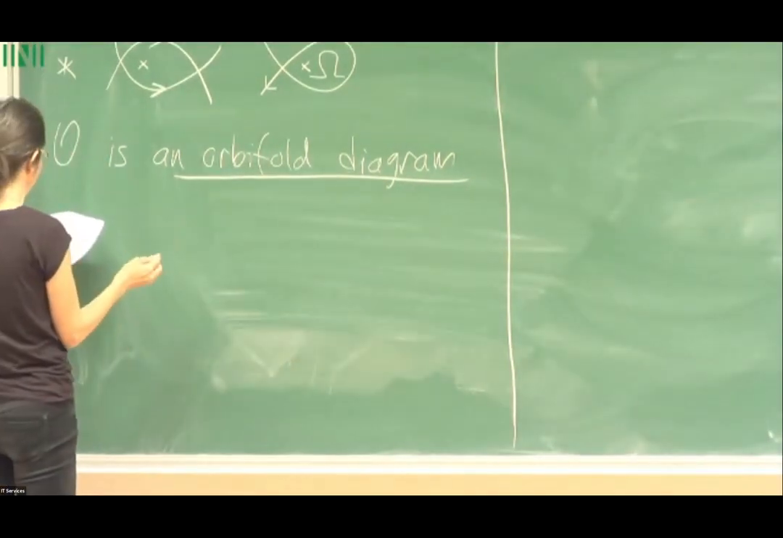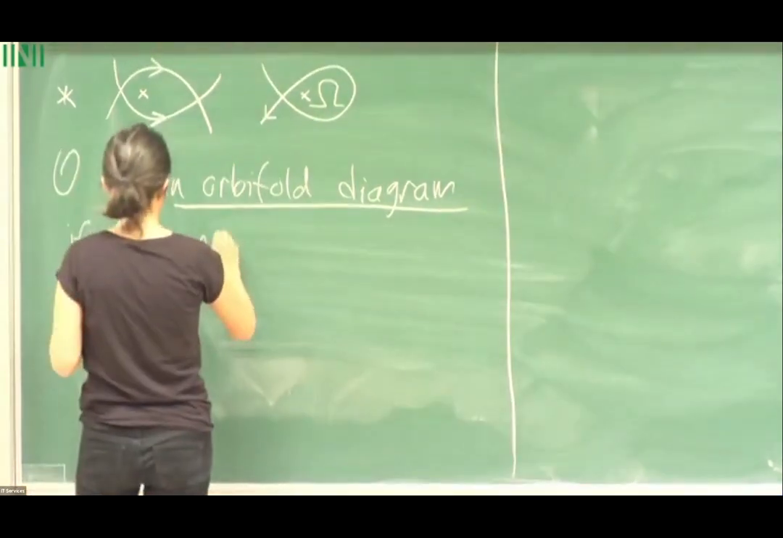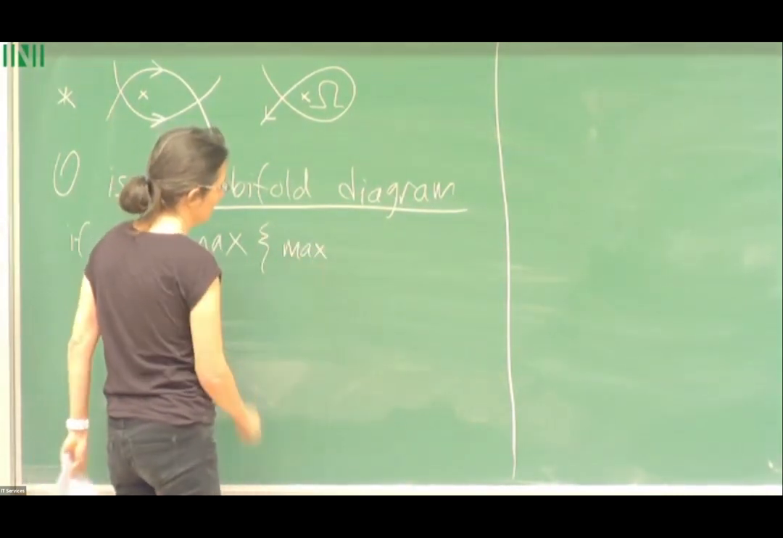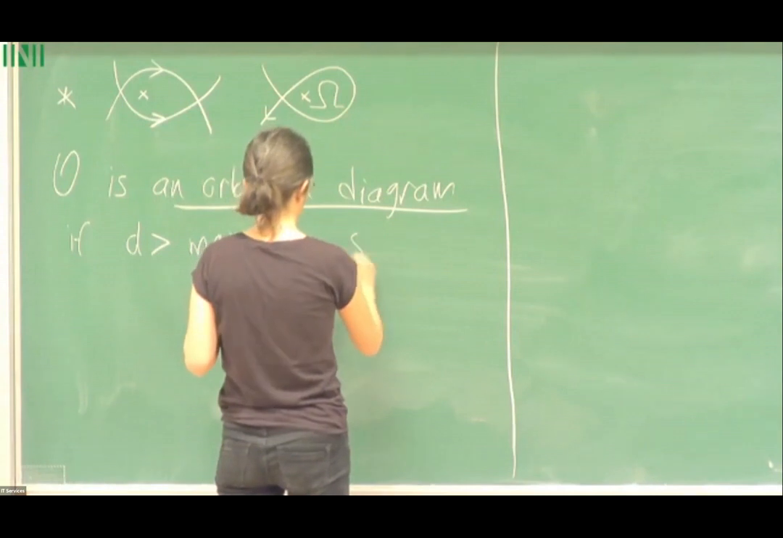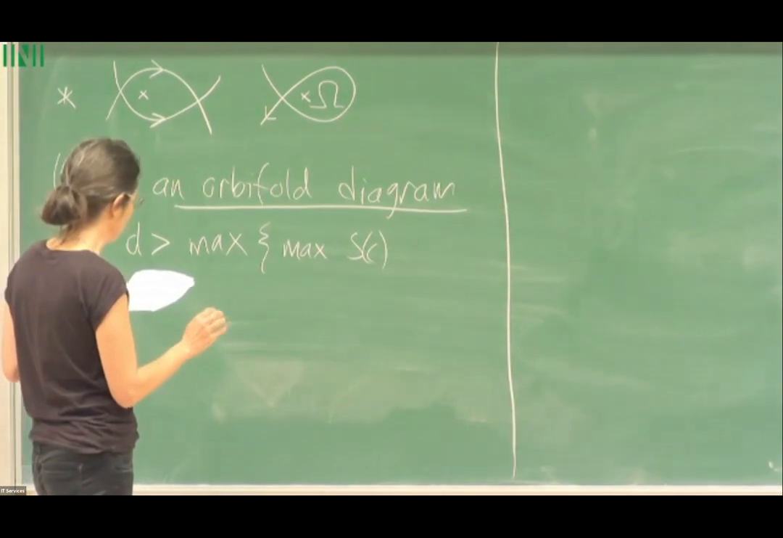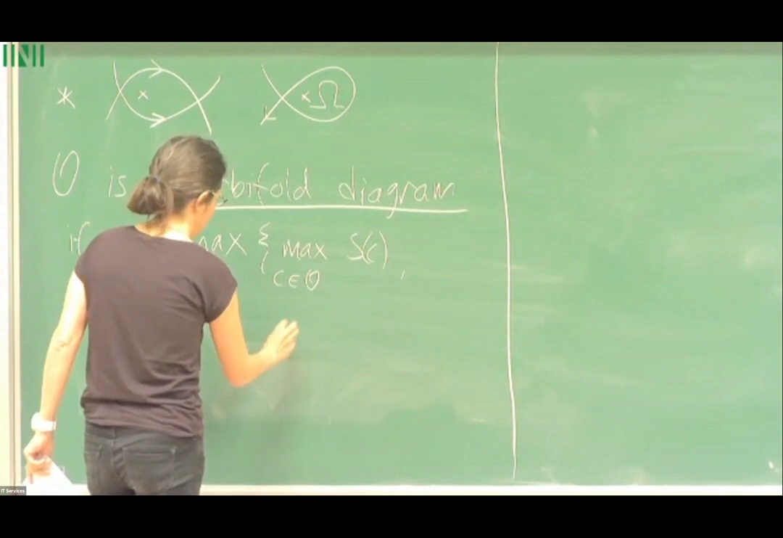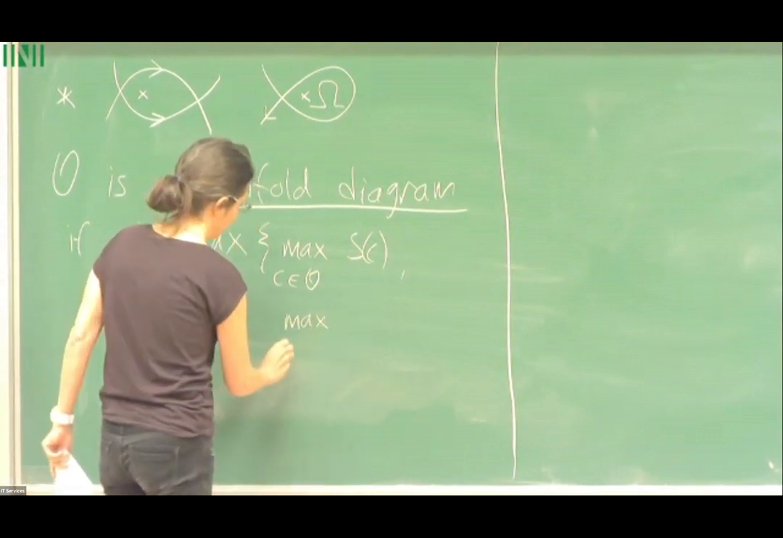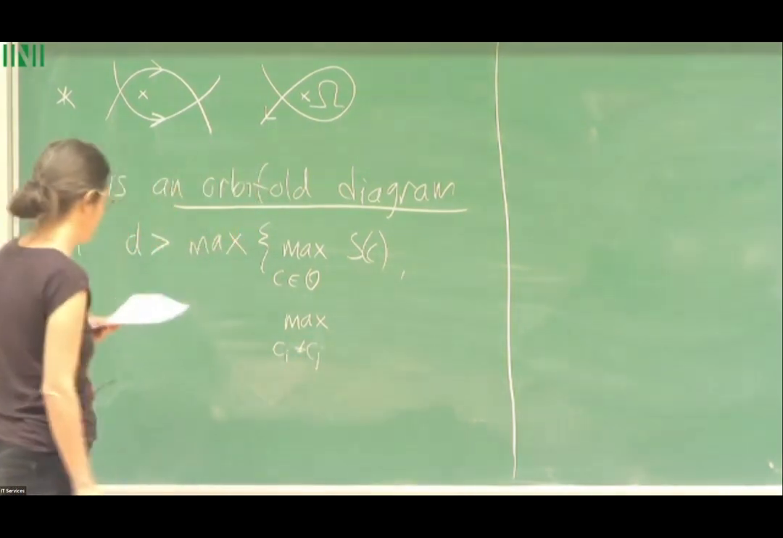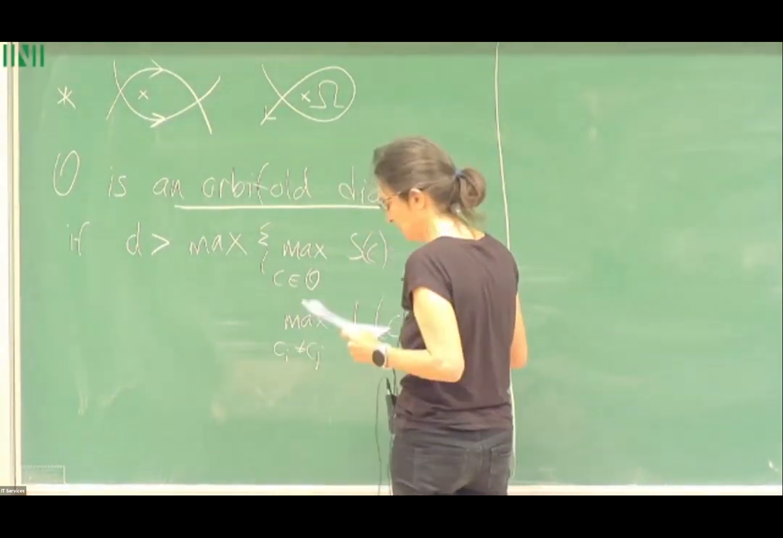The condition translates into: D is larger than the maximum of two combinatorial conditions. So the maximum over S of C, I'll explain what that is, for some curve C in the diagram, and the maximum of L of C1, C2 over any pair of different curves.